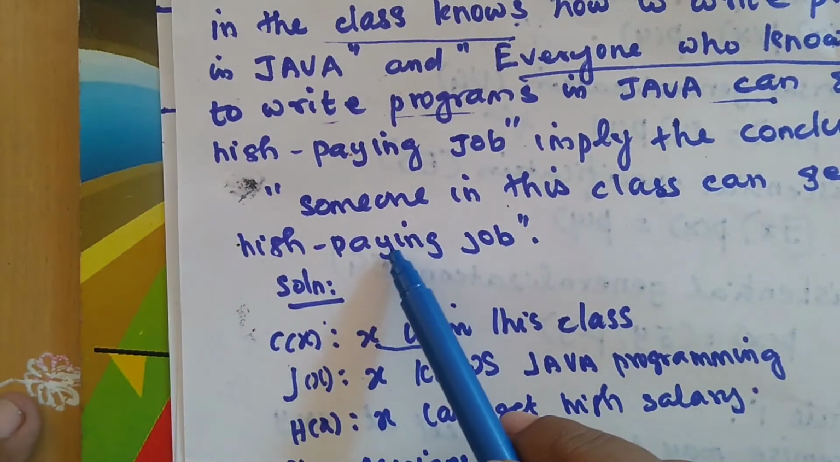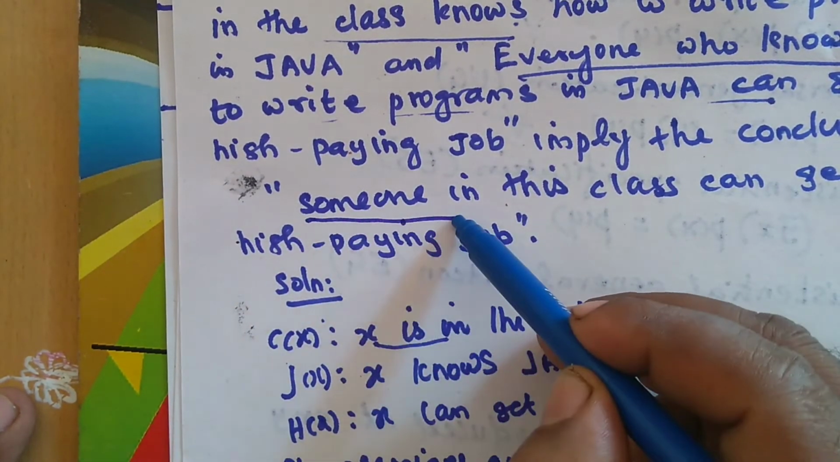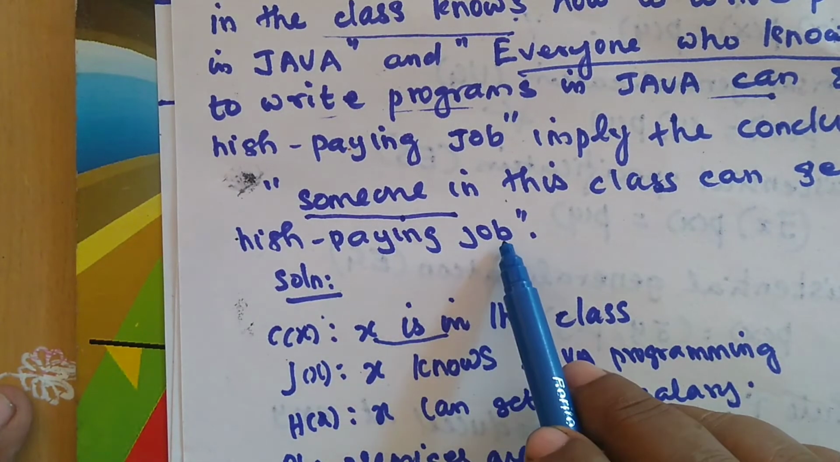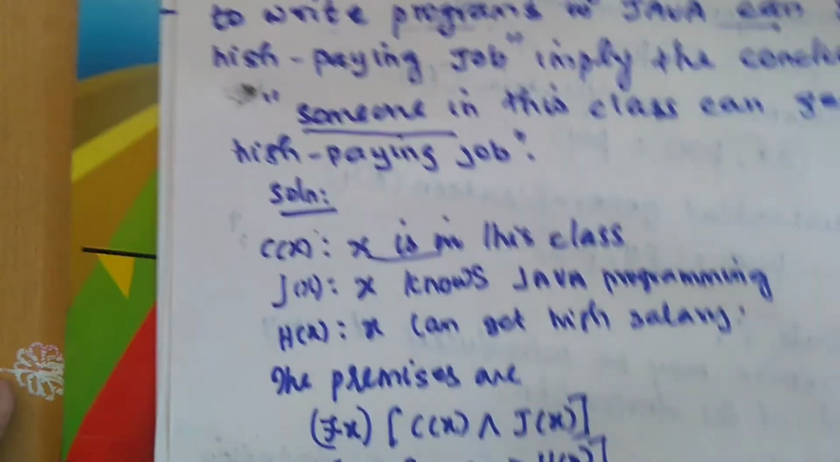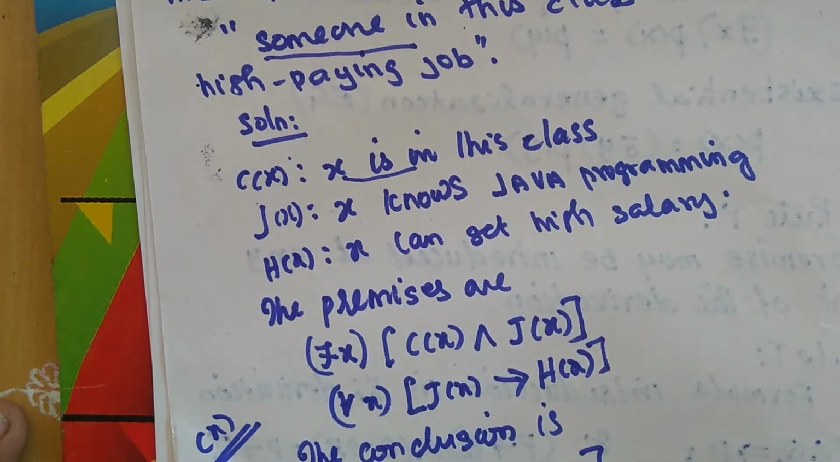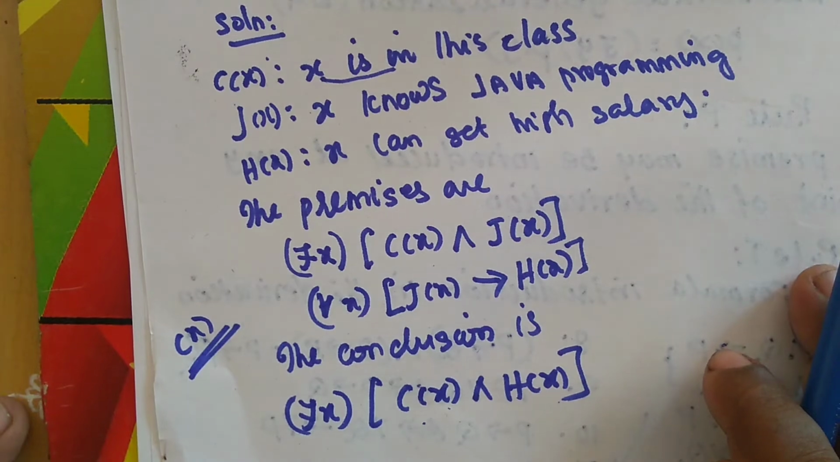Someone, that is not universal. So that means there exists. Someone means there exists a particular someone in this class can get high paying job. So someone in the class means C of X, and high salary paying means H of X. So it is C of X and H of X.